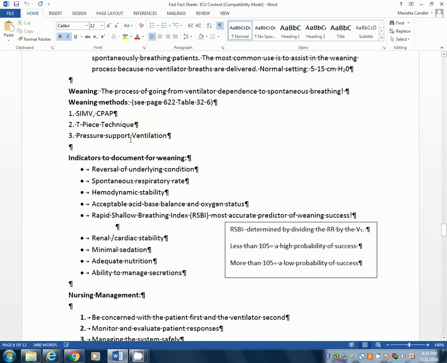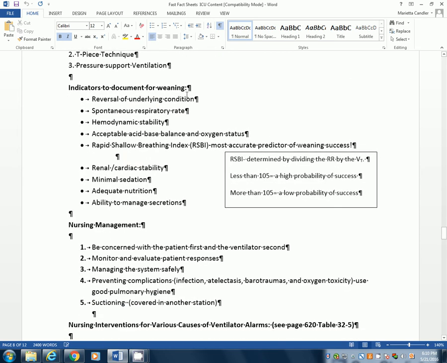And then pressure support ventilation. This involves the patient's respiratory effort being augmented by a predetermined pressure. As the weaning process ensues, the amount of pressure applied is gradually decreased. So you start out with a certain pressure and you just gradually decrease that pressure until they are breathing on their own. So those are the 3 major methods of weaning. Now, indicators to document for weaning.